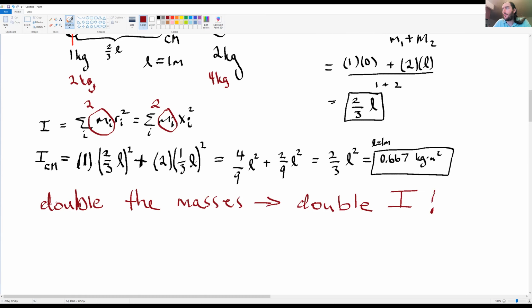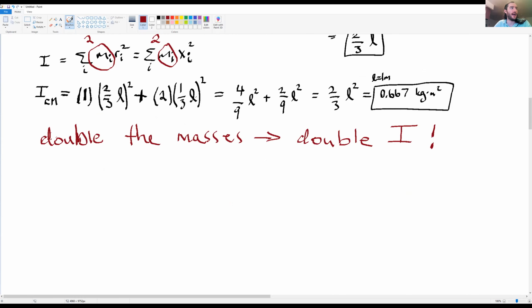It's directly proportional to the masses of what you have in the system. Now, if you were to double one of those masses, then you've changed the game a little bit. You've altered the moment of inertia in a way that we can calculate, but it's a little less predictable than just doubling it. We'd have to go back and calculate again what the moment of inertia is. Okay, so now let's take a look at some common shapes that we might come across.